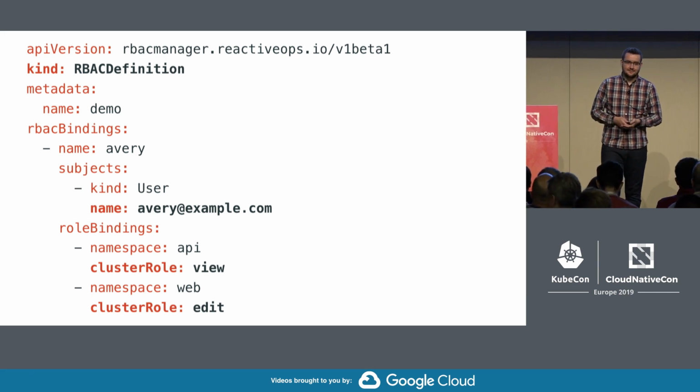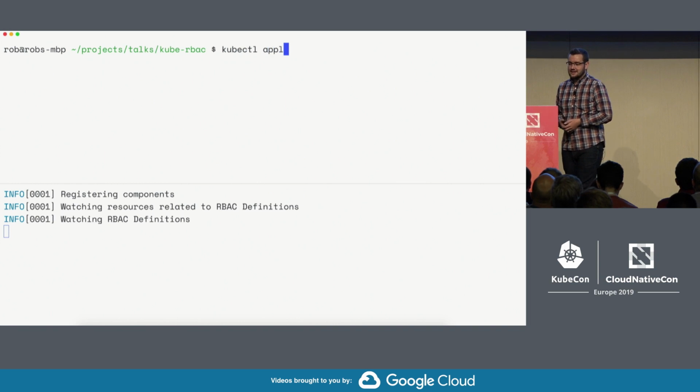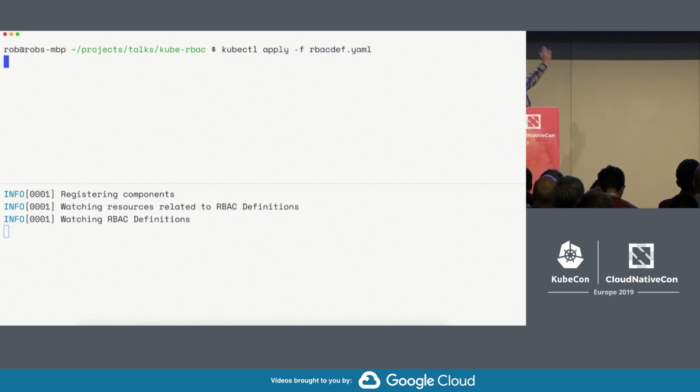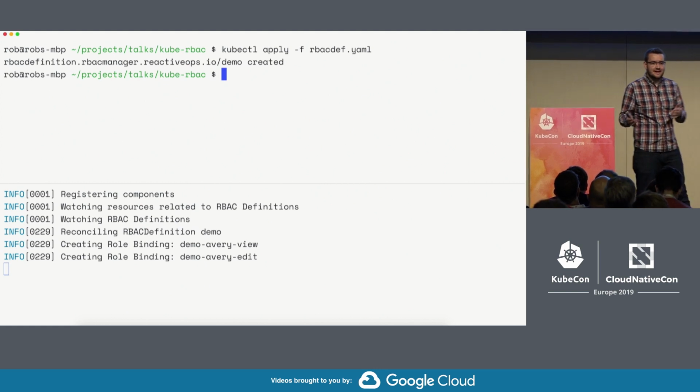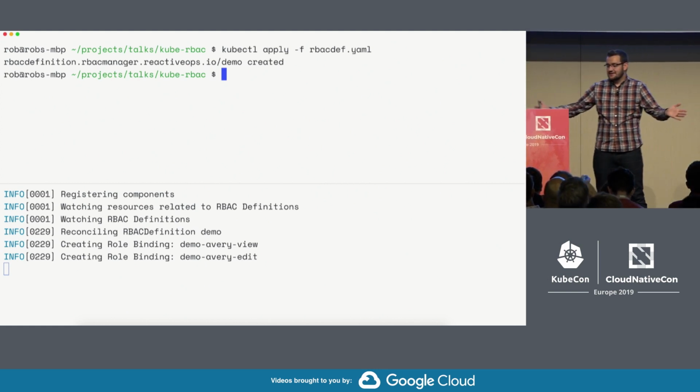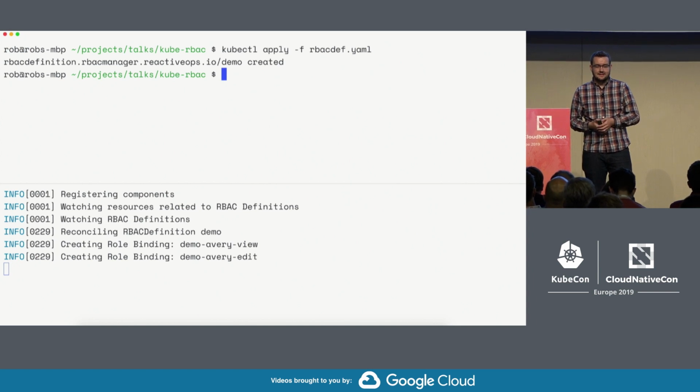So just to prove that this works, we'll go ahead and apply this RBAC definition, and we can watch the RBAC Manager logs below, and right away it creates those role bindings for us. So it just does that for us. We get the same end result. We've just saved some configuration.